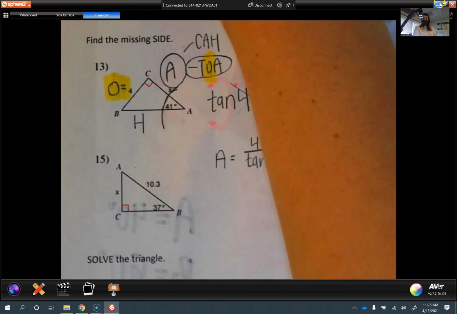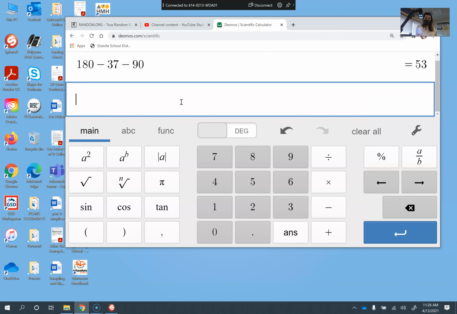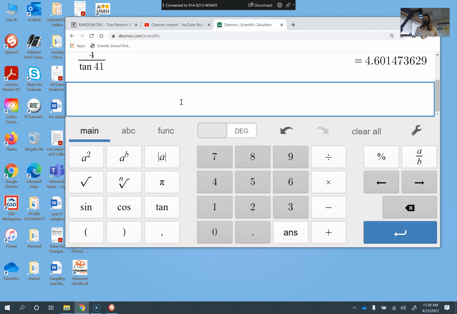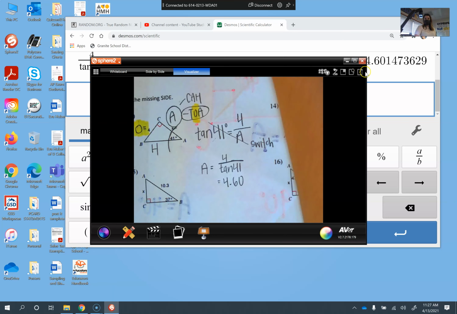So in my Desmos, I'm going to do 4 backslash tan 41. That gives me a side length of 4.60. I'm going to round it so that it looks like money. In Canvas, it wants you to round to 2 decimal places. So that means you'll round it so that it looks like money.